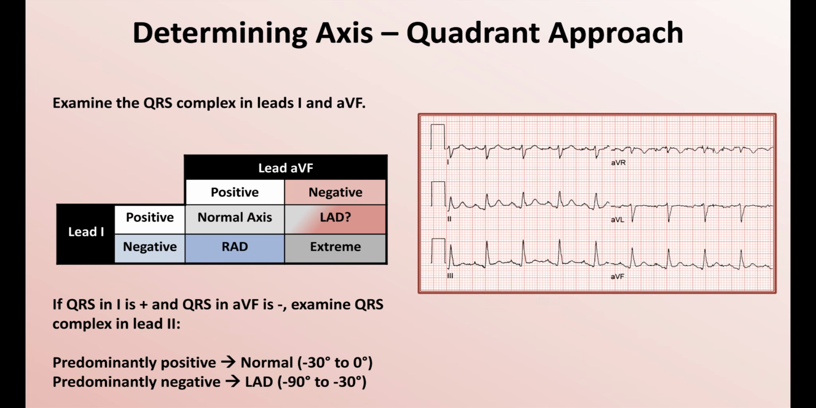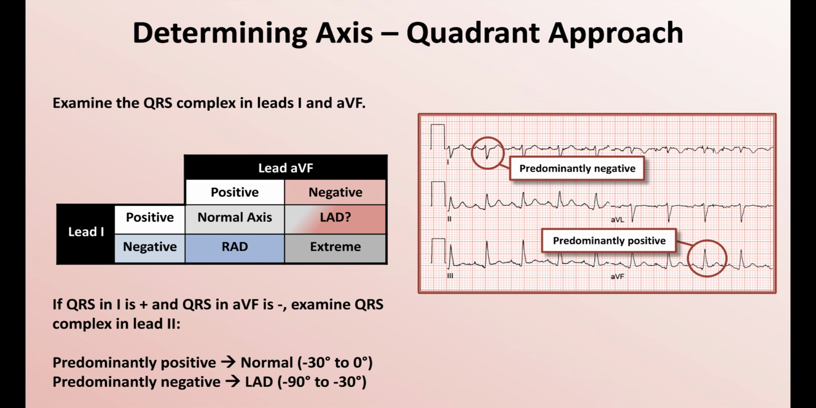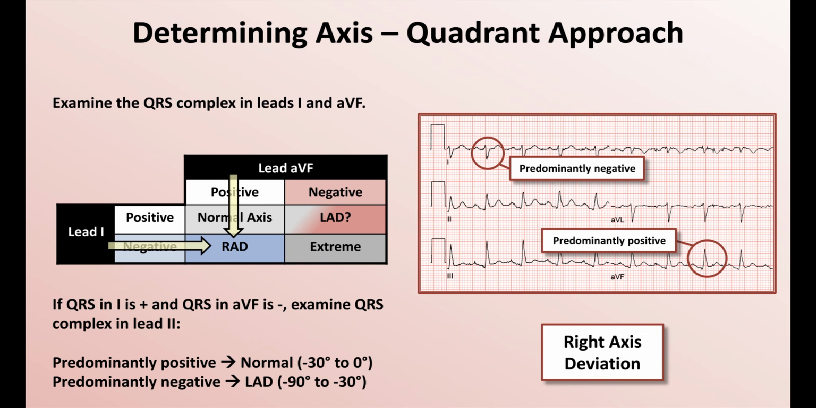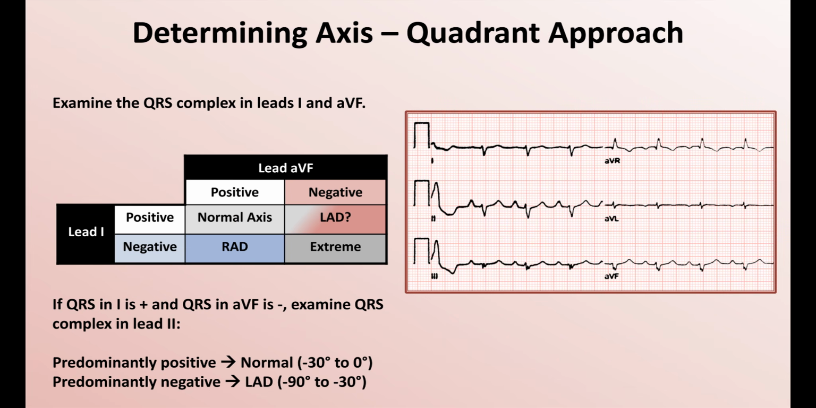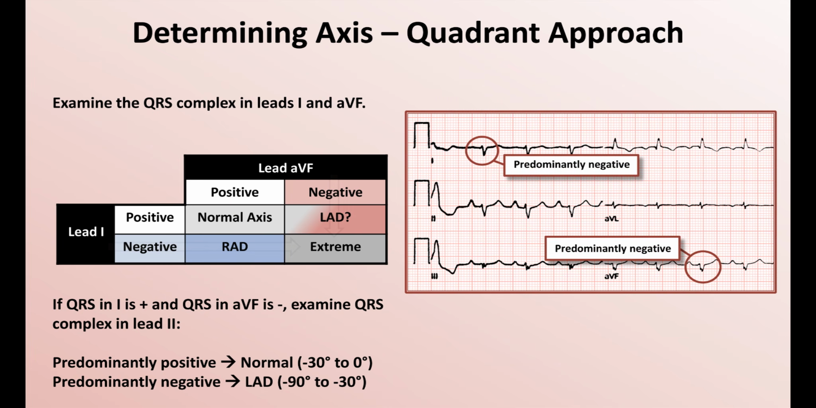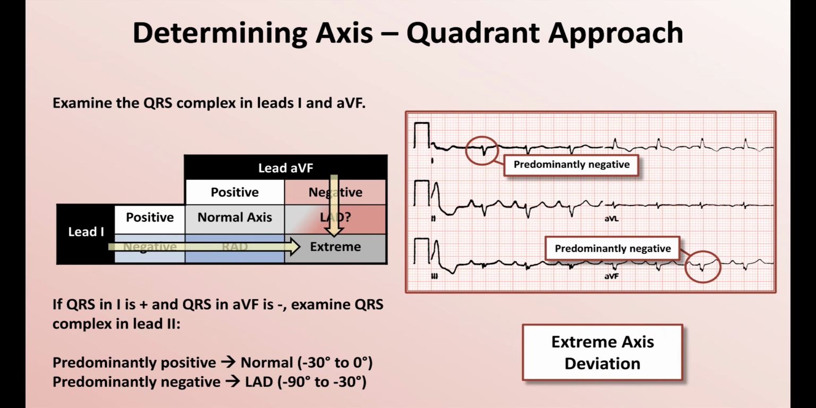In this case, the QRS is predominantly negative in 1, while the QRS in AVF is predominantly positive. Thus, this patient has right axis deviation. In this EKG, both the QRS in 1 and in AVF are predominantly negative, so this patient has an extreme axis deviation.